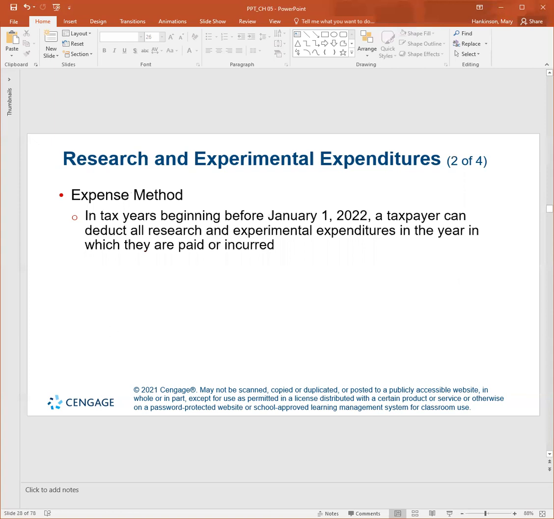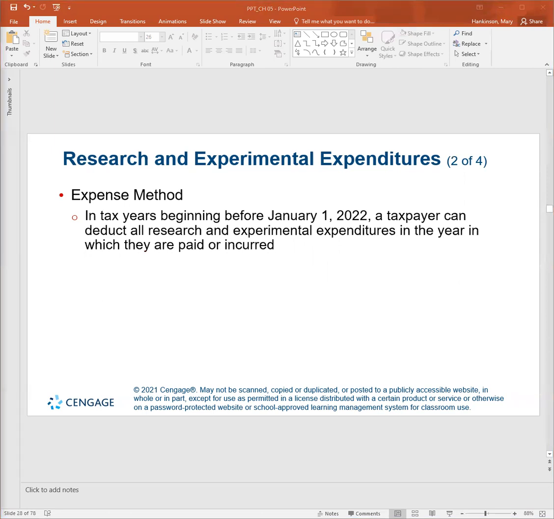The law also provides a credit for increasing research expenses over what the expense amount was in a base year. The amount otherwise deductible or amortizable is reduced by the available credit to prohibit the taxpayer from benefiting twice from the same expenditure. So let's talk about those methods.